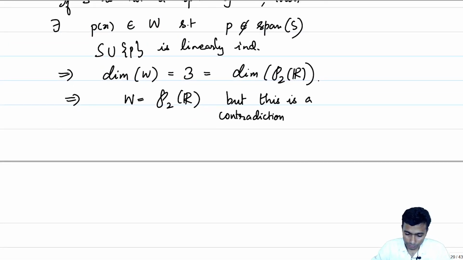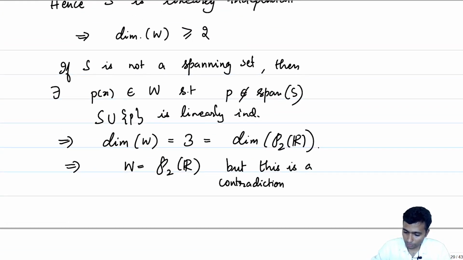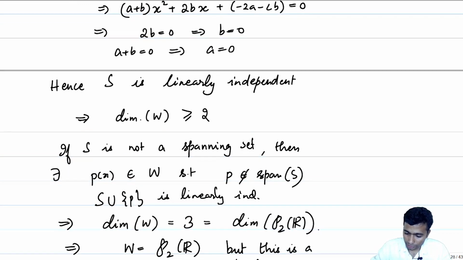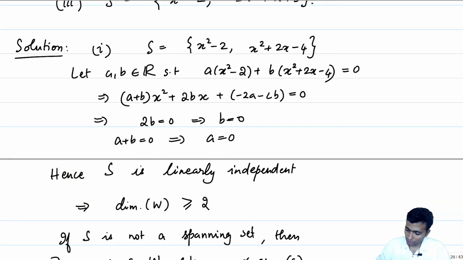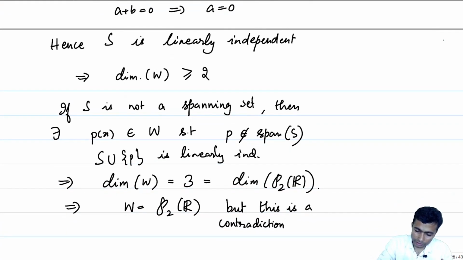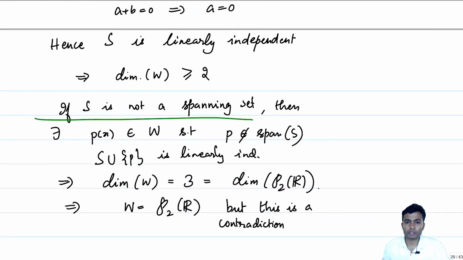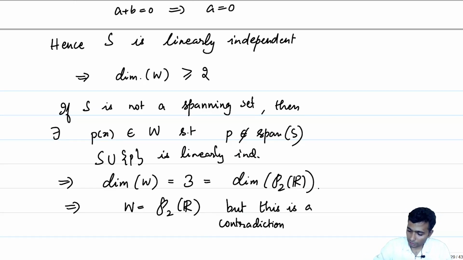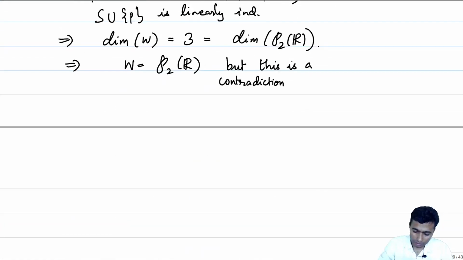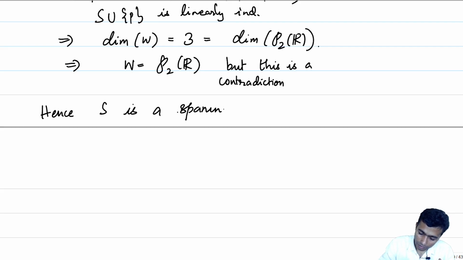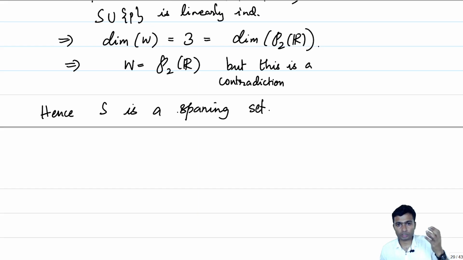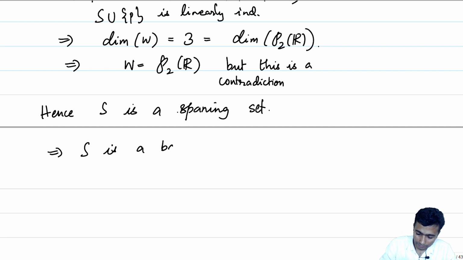And therefore, what was our assumption? So, we proved this problem, which apparently looked very numerical, by a contradiction argument. If S is not a spanning set, this was the assumption we started off with, and we arrived at a contradiction. And therefore, hence S is a spanning set. That means S is both a spanning set and a linearly independent set, which implies that S is a basis of W.